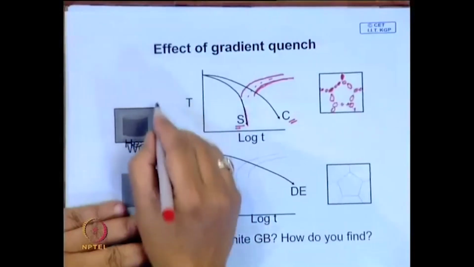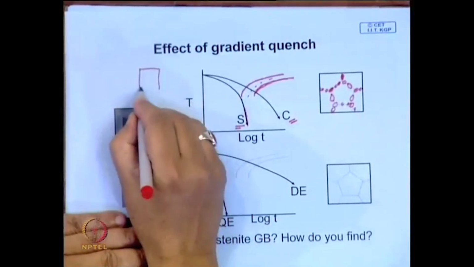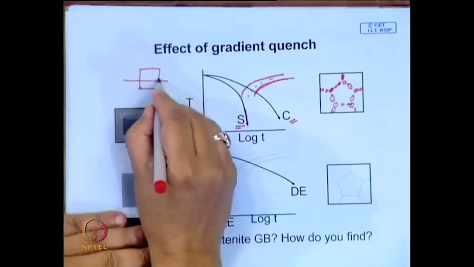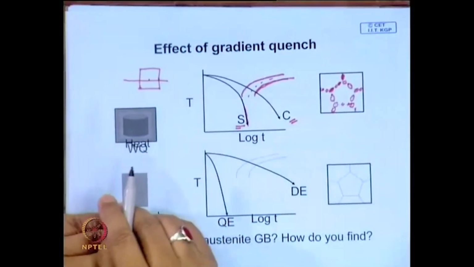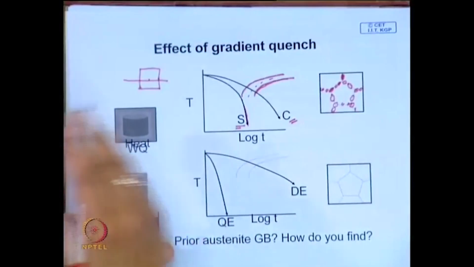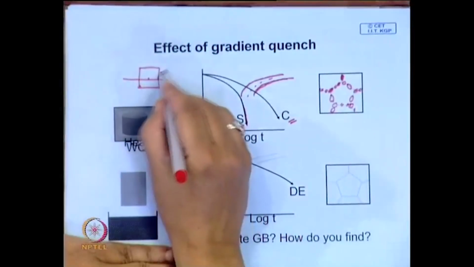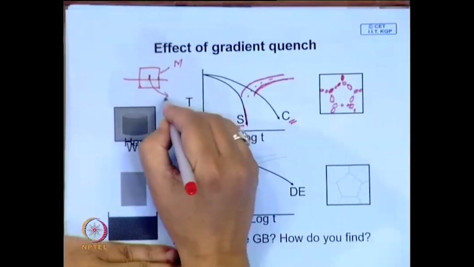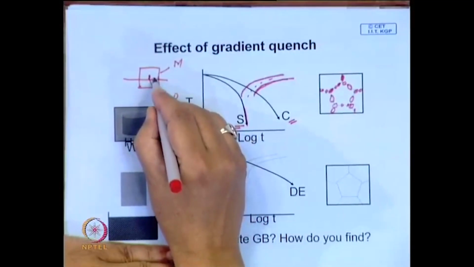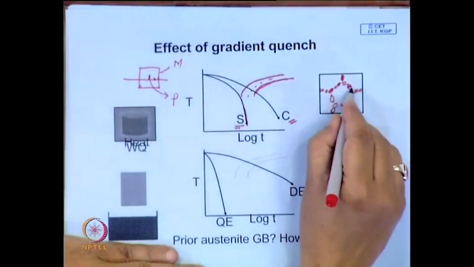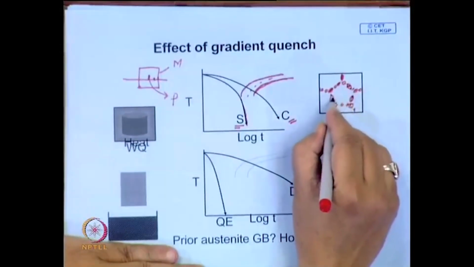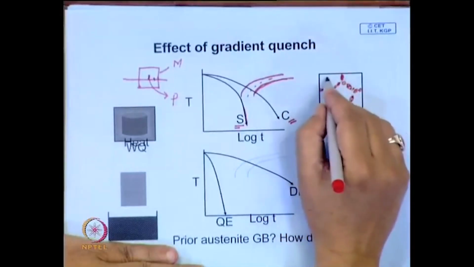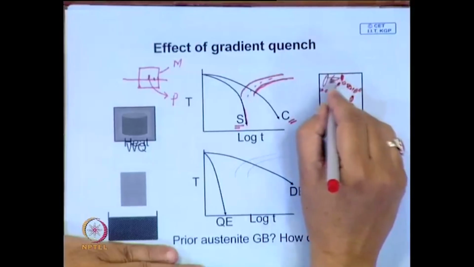So, this is the job, and if you take a section and look at the microstructure from the surface to the center, the microstructure will change. On the surface you will have martensite, at the center you will have totally pearlite, and in between somewhere you may find a structure like this, which delineates the prior austenite grain boundary, and in between, after this portion, is martensite.